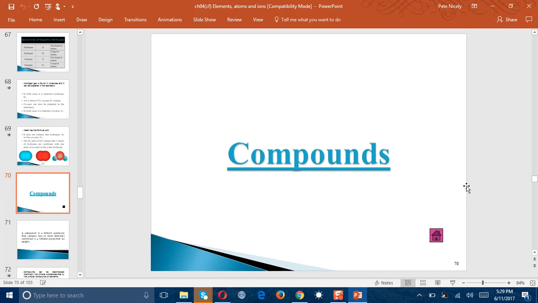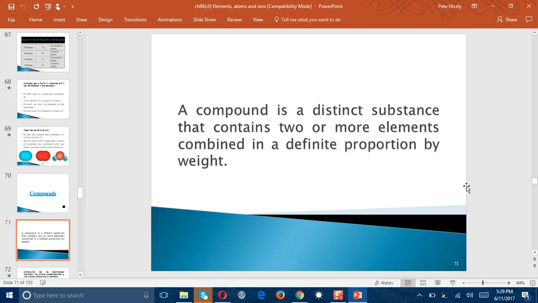So let's talk about compounds. A compound is a distinct substance that contains two or more elements that are combined in a definite proportion by mass or weight. All right? So that's basically what a compound is. It's a chemical combination of two or more elements that exist in fixed proportions.